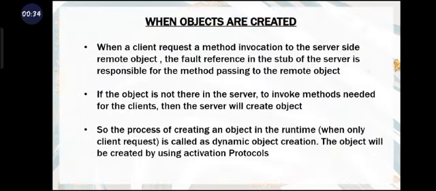When objects are created: when a client requests a method invocation on the server-side remote object, the fault reference in the stub of the server is responsible for passing the method to the remote object. If the object is not there in the server to invoke the methods needed by the client, then the server will create its own object. The process of creating an object at runtime, only when the client requests, is called dynamic object creation. The object will be created by using activation protocols.